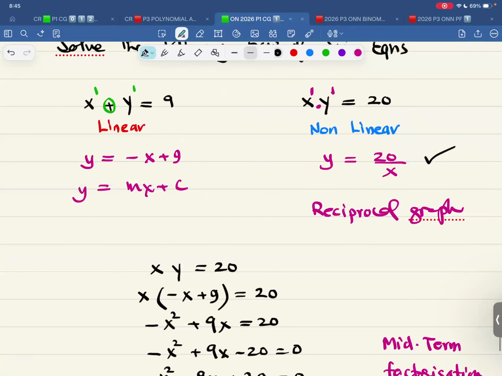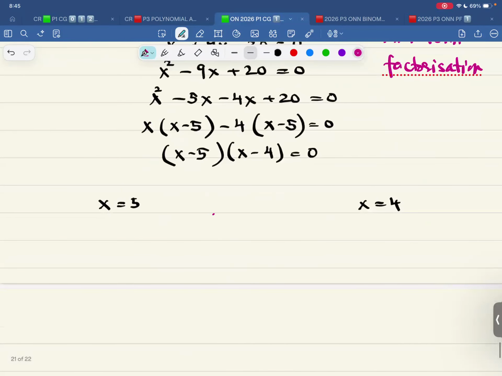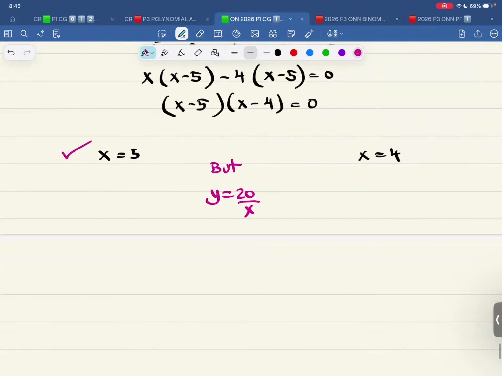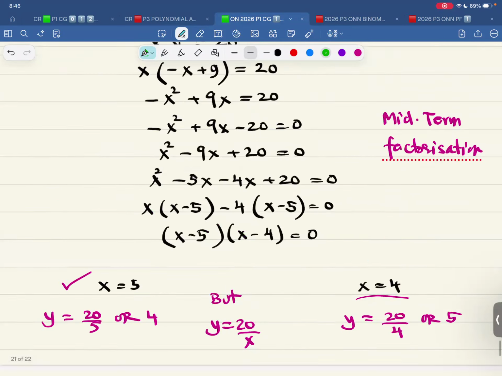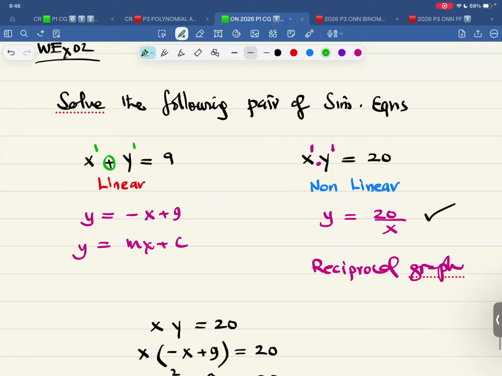What is y equal to? Y is 20 over x. So when x is 5, y is 20 over 5 or 4. When x is 4, y is equal to 20 over 4, which is 5. Therefore, write down the final answer in the proper format, which is x is 5, y is 4. And then x is 4, y is 5. Is this all clear? This is worked example 2.